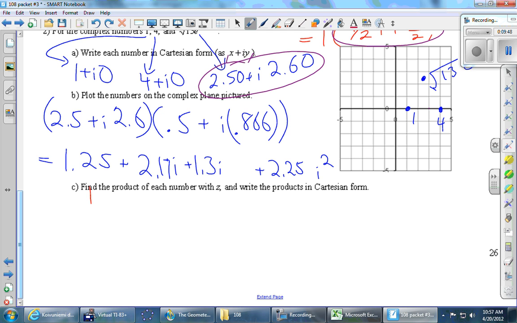Okay, so this is just FOIL. Everybody foiled together. The only thing you have to do is keep careful track of the i's. That's really the only new piece here. The rest of it is just multiplying two numbers together. What can we do with these middle terms? 2.17i plus 1.3i. Just add them, combine those like terms. So 1.25 plus, what do we have there? 3.47.